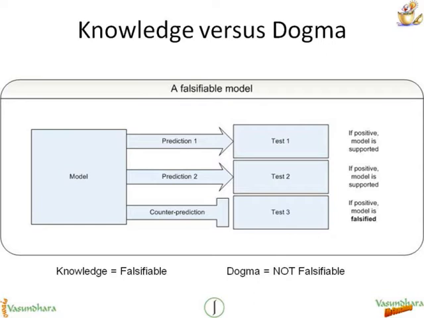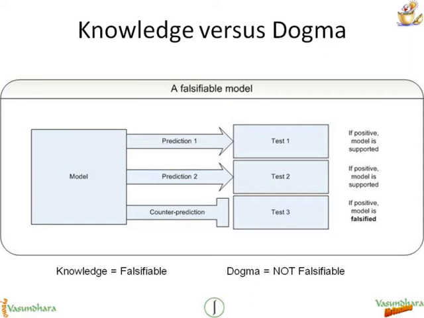What is falsifiability? Falsifiability means that it is possible to prove something wrong. Somebody asserts something, he or she asserts it in such a way that it is possible for you to prove that it is wrong. That is the cornerstone of all knowledge. Knowledge cannot exist without falsifiability.